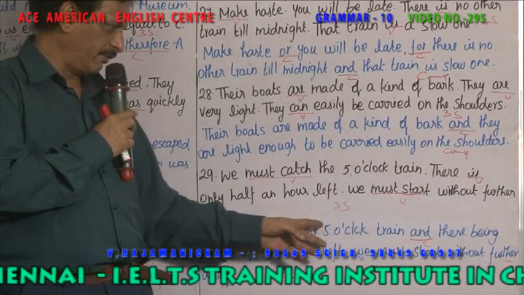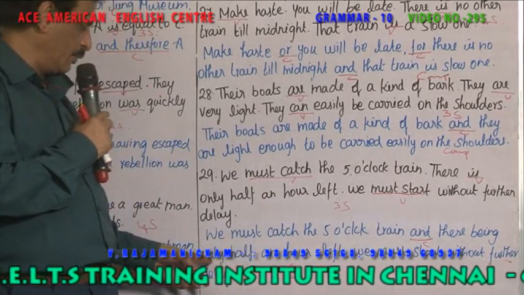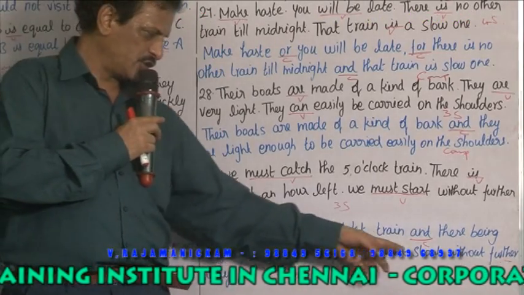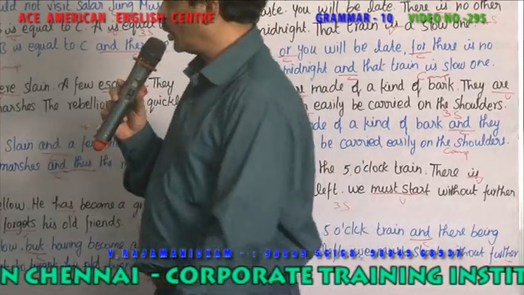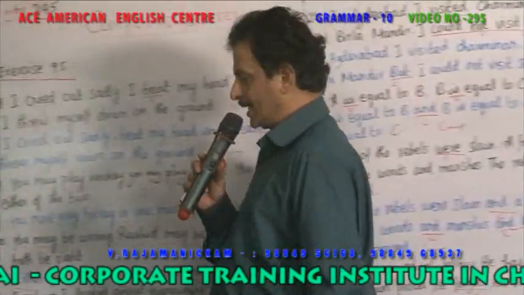We must catch the 5 o'clock train, and there being only half an hour left, we must start without further delay. You join the sentences using "and". So friends, you join sentences using the co-ordinating conjunctions "and" and "therefore".